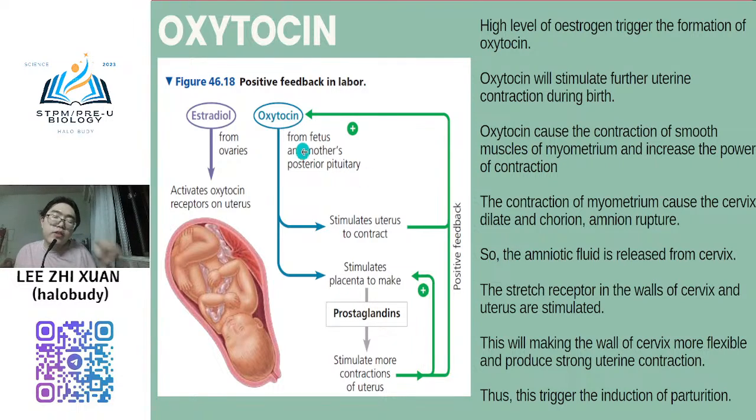But positive feedback, when there is one action, it will enhance or amplify the action again and again until the process is stopped. Until there is no uterus contraction anymore, this process will stop. If not, when there is uterus contraction again, it will continue this process again and again. So this is one of the examples of positive feedback.